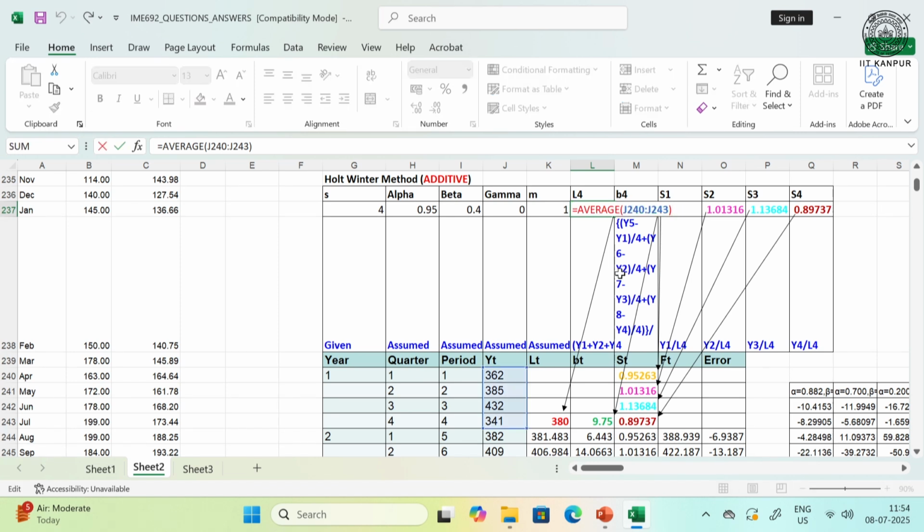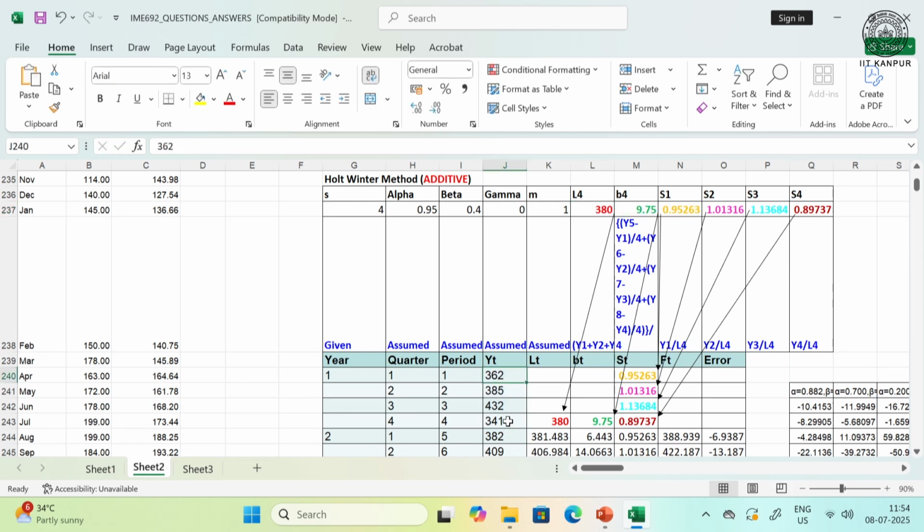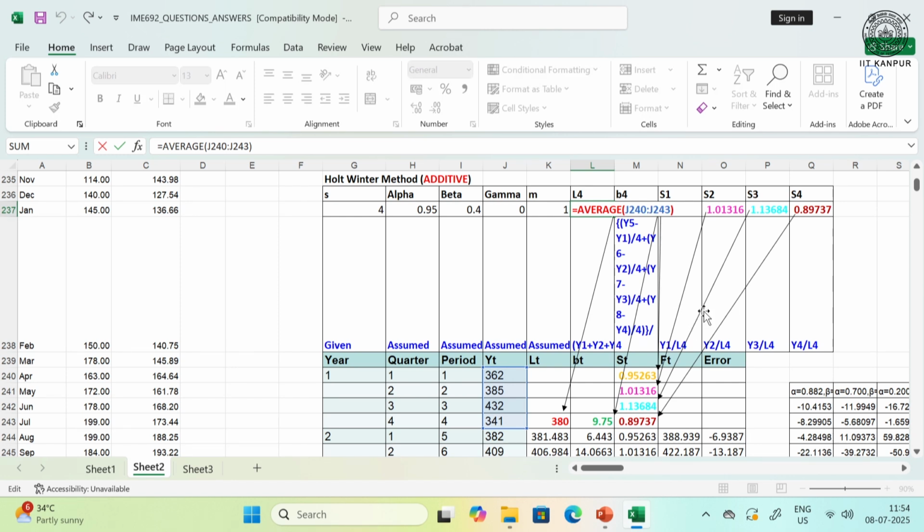L4 is basically the average value of the first 4 quarters, which is year 1. The values of y1 to y4 are given as 362, 385, 432 and 341. As I mentioned, these are period 1, 2, 3, 4, which is quarter 1, quarter 2, quarter 3, quarter 4 of year 1. The addition of these values, divided by 4, comes out to be 380, and 380 is the value you have for L4. You see here, it is the average we are taking.